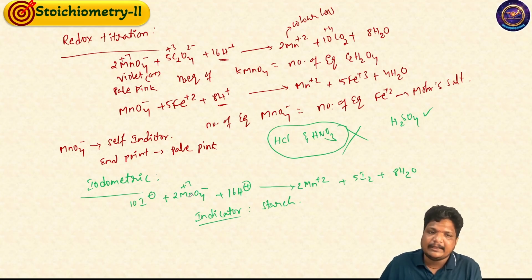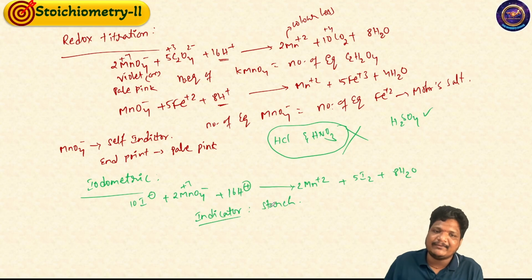Here the permanganate color is already present, so why are we using a starch indicator? Here this titration is not carried out directly.